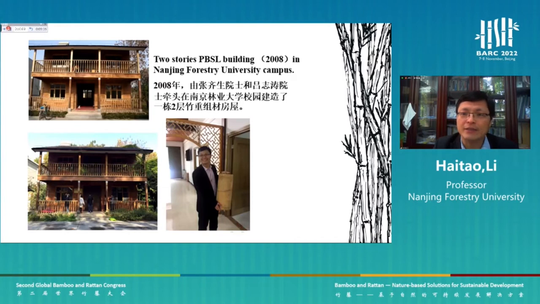In 2008, the academician Professor Zhang and Professor Liu set up a building at Nanjing Forestry University. It's a two-story building. The columns were made of laminated PBSL, parallel bamboo strand lumber, but for the beams, laminated bamboo lumber was chosen. In this house, three main engineered bamboo products were used: parallel bamboo strand lumber, laminated bamboo lumber, and woven glued bamboo.